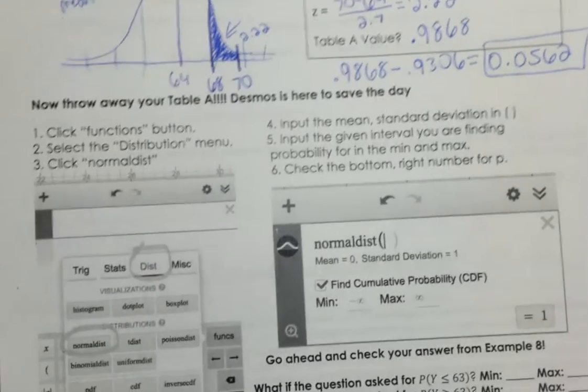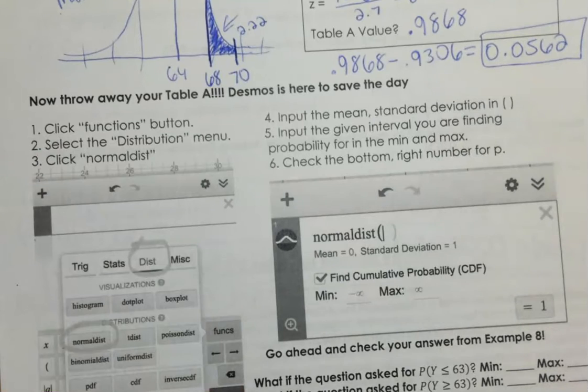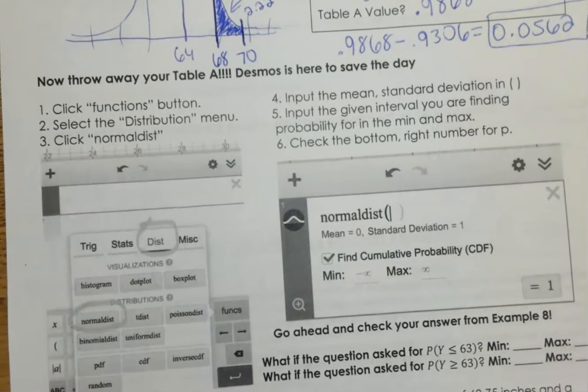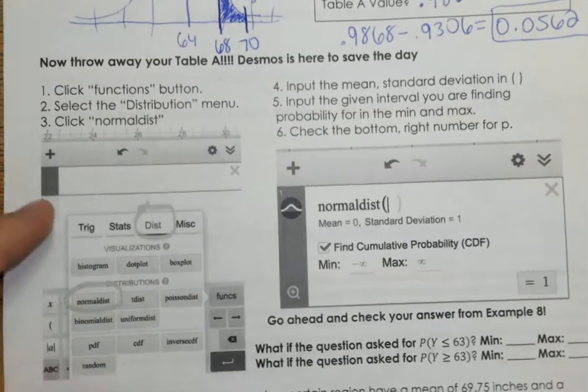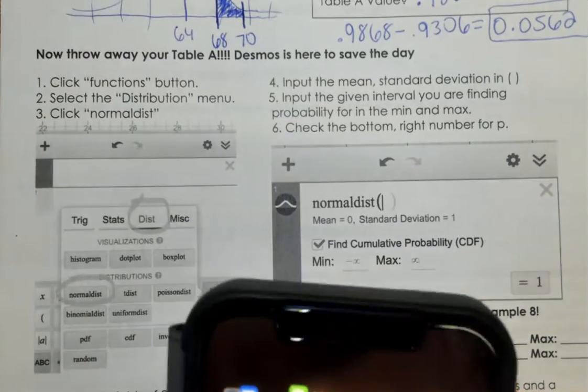Okay, now throw away your table A. Desmos is here to save the day. Bet you guys didn't know I could split beats like that, but I can. All right, so I should have taught you this earlier, but I just found it out. I took a training in Desmos.